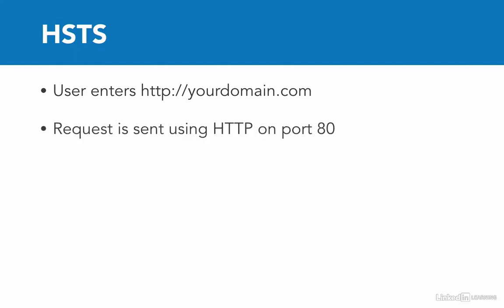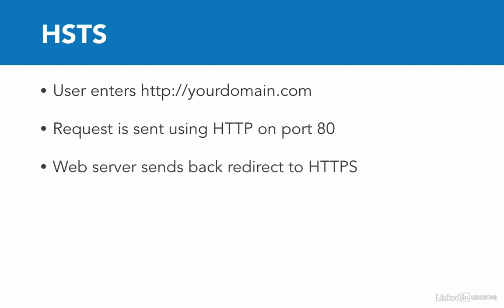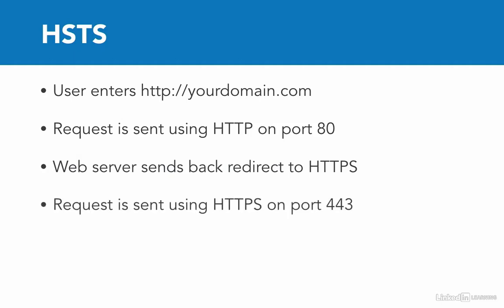The request is going to be sent by the browser using HTTP on port 80. Then the web server is going to be told that it should redirect all requests on port 80 to use HTTPS. We did that in the first movie of this chapter. After that, the web browser is going to say, oh, okay, I misunderstood. Let me resubmit the request, this time using HTTPS on port 443. And then we've configured our web server already to use our SSL certificate and to respond to that correctly.